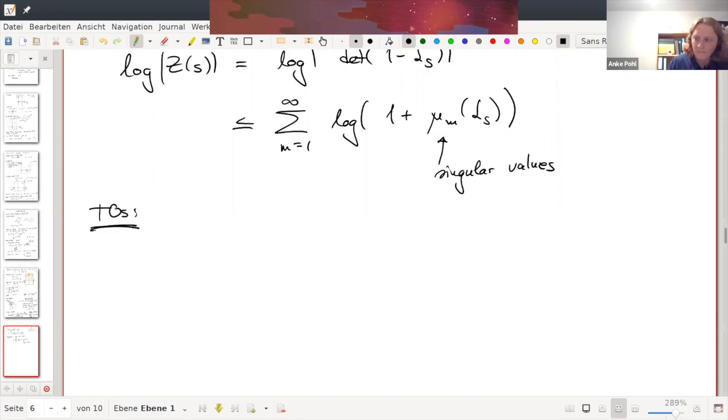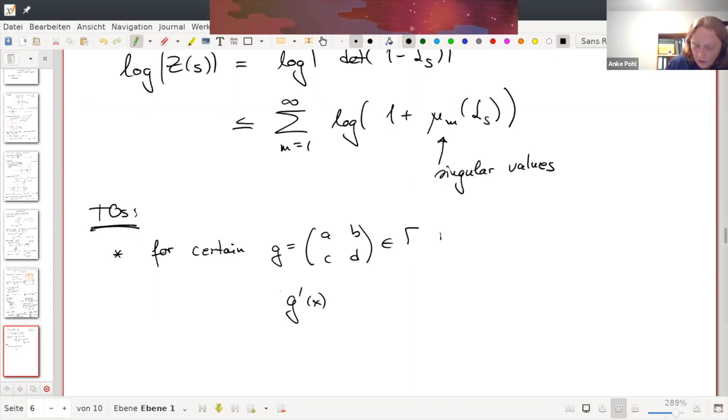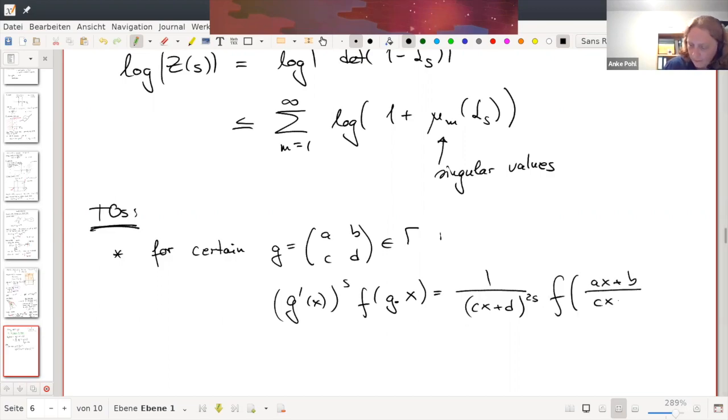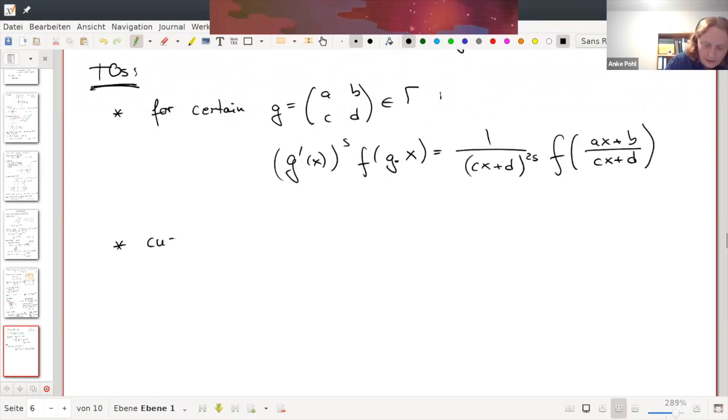So our transfer operators are built from two types of actions, or let's say it's the same action, but two types of elements. There is a contribution from certain elements in our fundamental group, which look like this. It's just a summand in our operator. You recognize the fractional linear transformation, and then it's just the derivative here. This is the harmless part. And then comes the cusp contribution. For every cusp which we have, there will be at least one parabolic element, which is contributing to the transfer operator in this form.